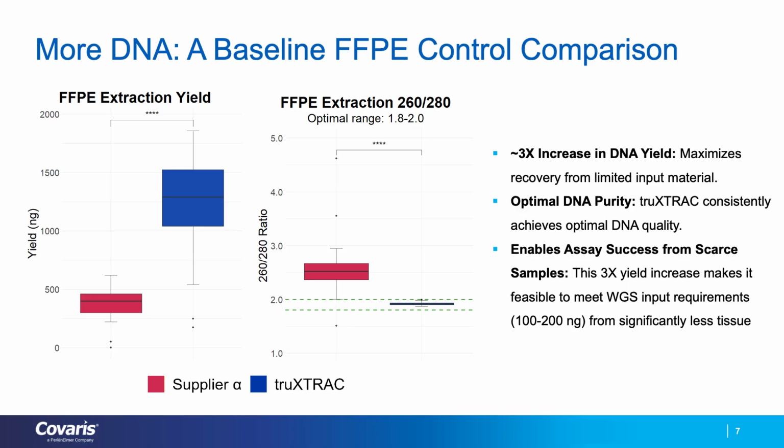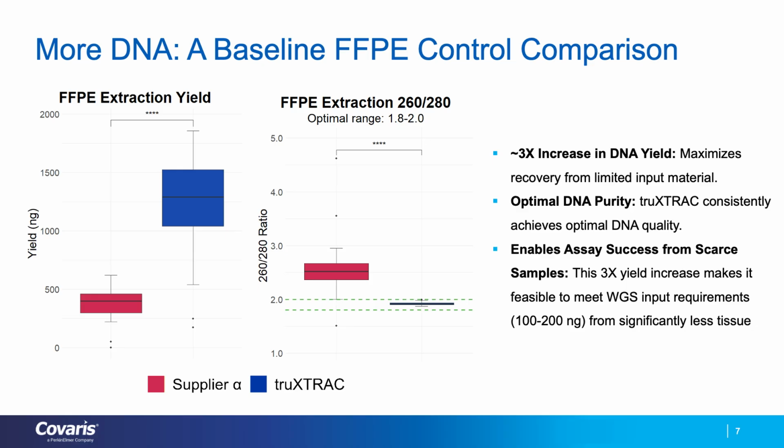In practical terms, this means you can meet whole genome sequencing input requirements of 100 to 200 nanograms with significantly less tissue than you would need with a supplier kit. We're talking about only needing 1/3 of the tissue compared to competitor methods, which can be a huge advantage for clinical labs. This significantly de-risks your downstream workflow, and you can count on having extra input material for reruns if necessary. But it's not just about quantity, it's also about quality.